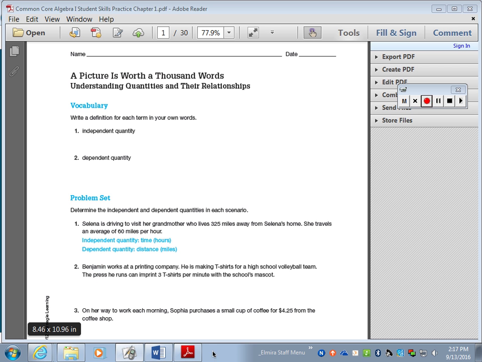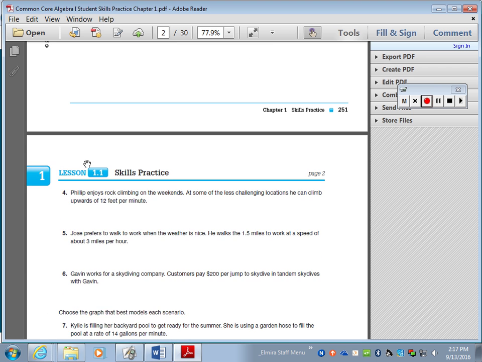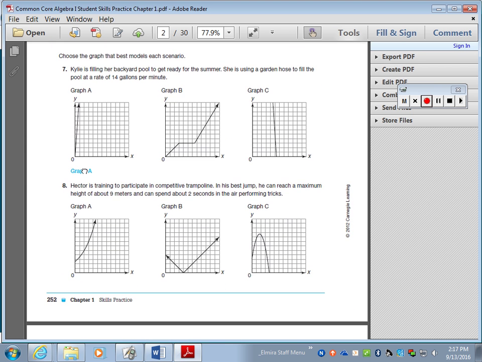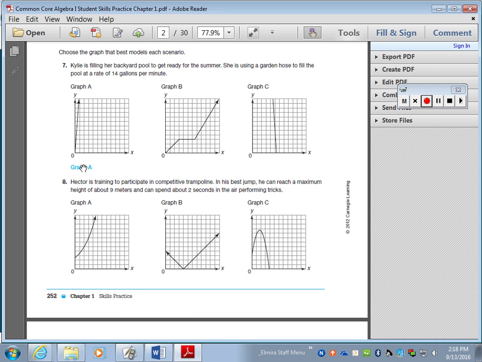Then the next section is kind of like multiple choice. So I'm going to read the problem. Kylie is filling her backyard pool to get ready for the summer. She's using a garden hose to fill the pool at a rate of 14 gallons per minute. Well, unlike the fish tank in a previous problem that we talked about, we're not draining it. It shouldn't be going down, it's going up.